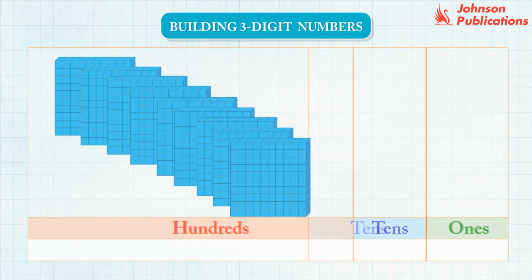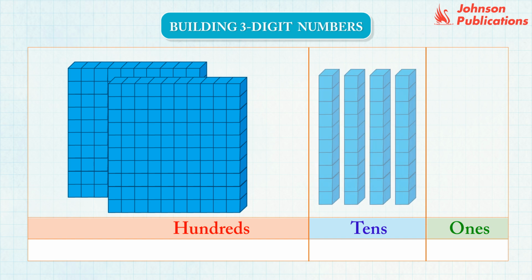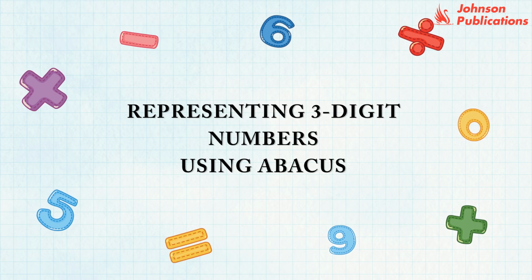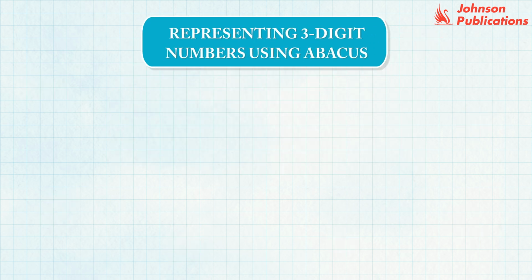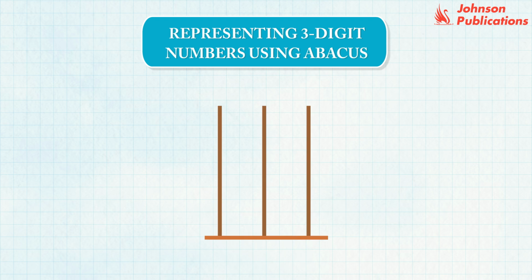Now, let us write the numbers represented by blocks. We have 2 blocks of 100, 4 blocks of 10, and 7 blocks of ones. So, we write it as 2 hundreds, 4 tens, and 7 ones. We read it as 247. Representing 3-digit numbers using abacus. We will learn to represent 3-digit numbers using an abacus. This is a 3-spike abacus. The leftmost spike signifies hundreds place and the remaining 2 signify tens and ones place.